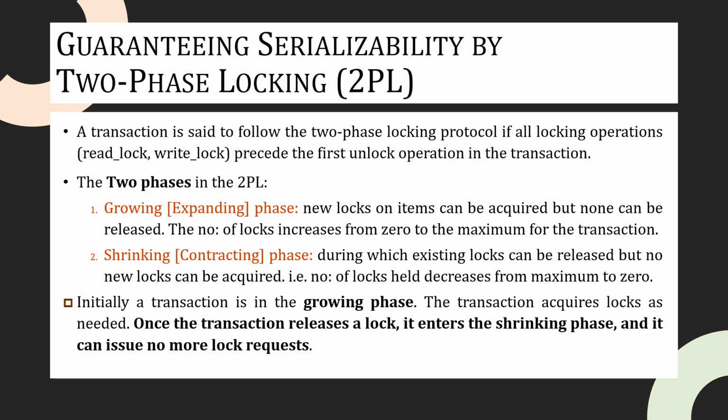The second phase in 2PL is the shrinking phase, also called the contracting phase, during which the existing locks can be released, but no new locks can be acquired. So shrinking means the existing locks can be released. That is, the number of locks decreases from maximum to 0. Initially, a transaction is in the growing phase. The transaction acquires locks as needed. Once the transaction releases a lock, it enters the shrinking phase and it can issue no more lock requests.